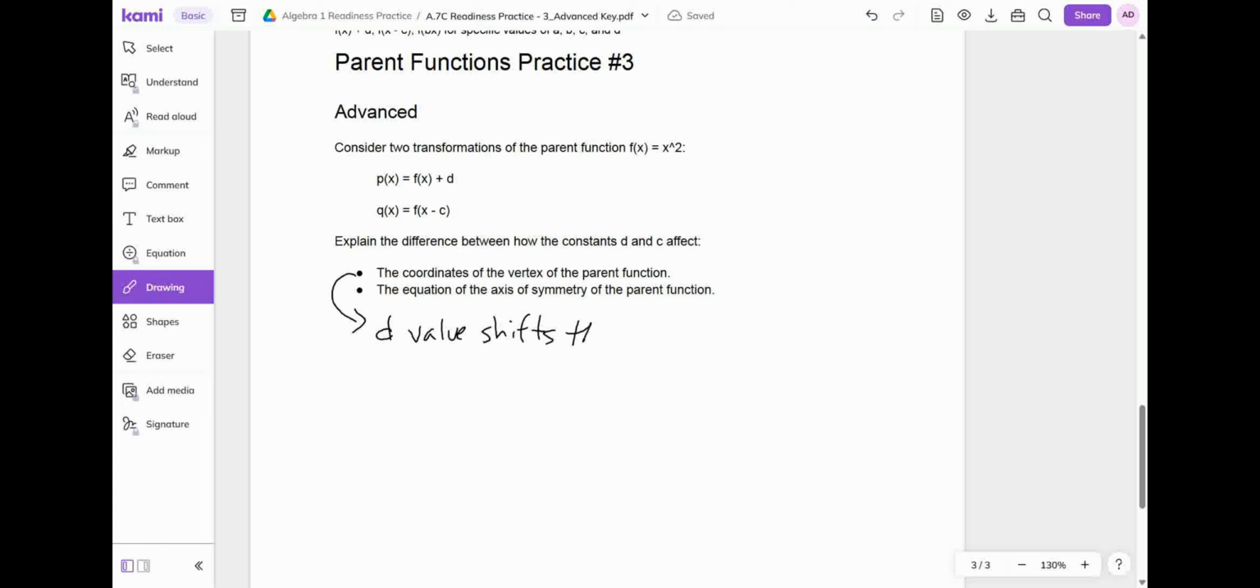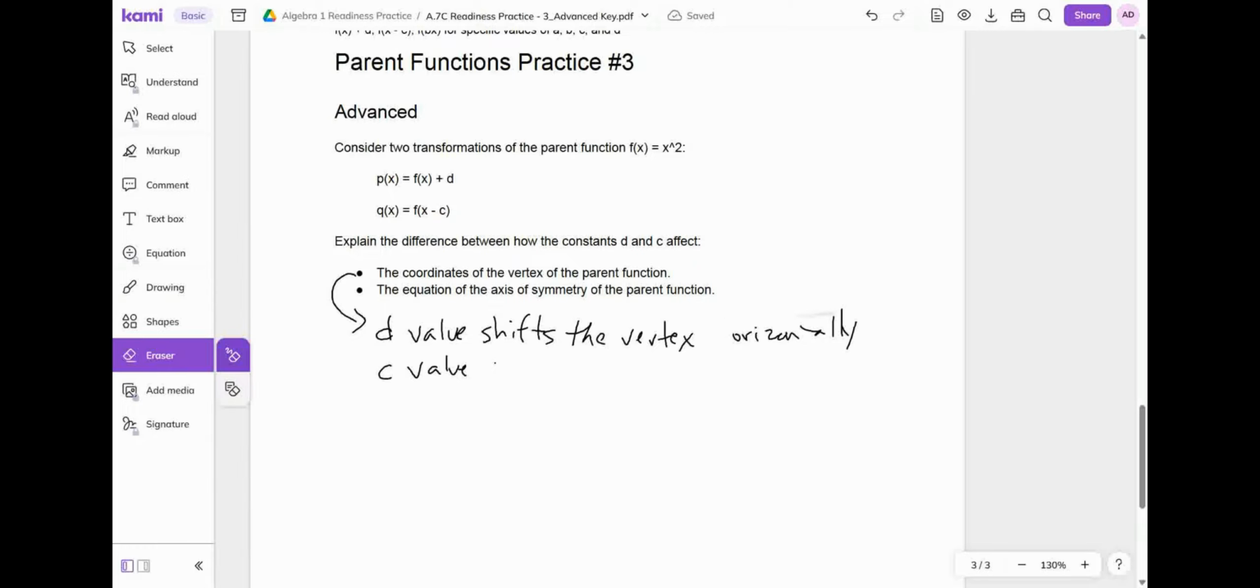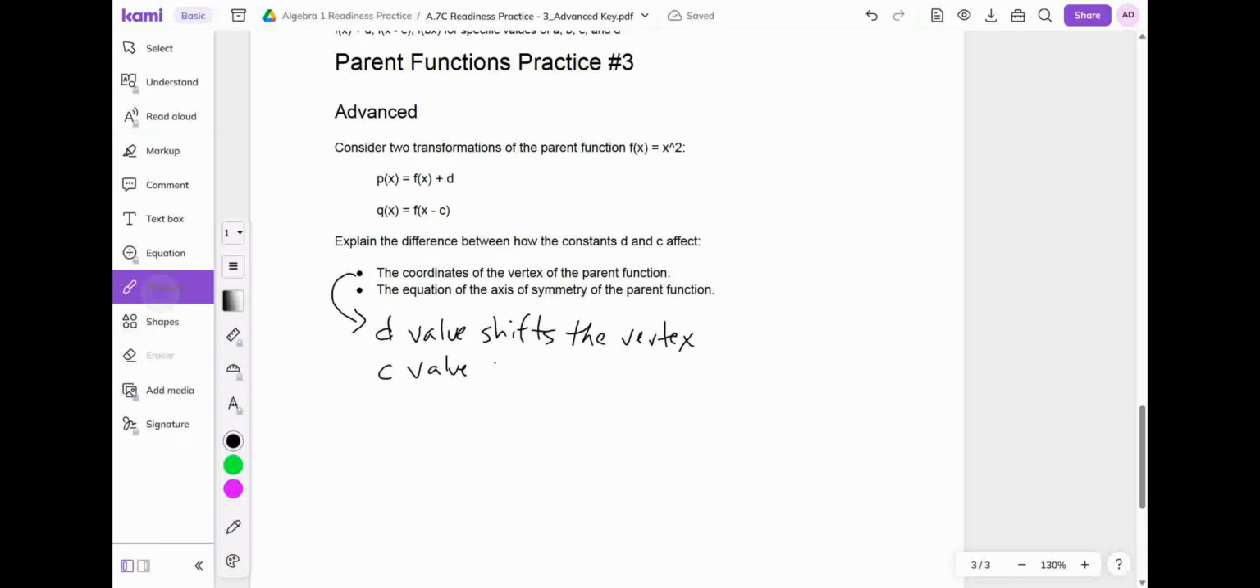Shifts the vertex horizontally. And then what happens to the C value? Oh, I was looking at the D value. Let's make sure we get that right. That D value shifts it vertically. It's the C value that shifts the vertex horizontally.